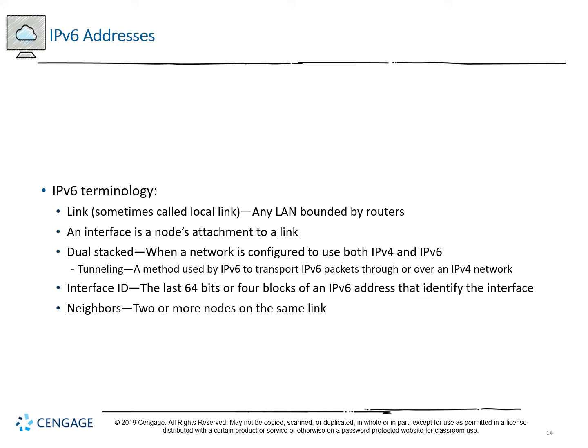Tunneling is the method that's used by IPv6 to move IPv6 packets over or through an IPv4 network, usually by concealing it within an IPv4 packet. The interface ID is the last 4 blocks or 64 bits of an IPv6 address that identify the interface, as we talked about when we looked at the OUI. And neighbors is the term we use for 2 or more nodes on the same link. You can also call those link local nodes.